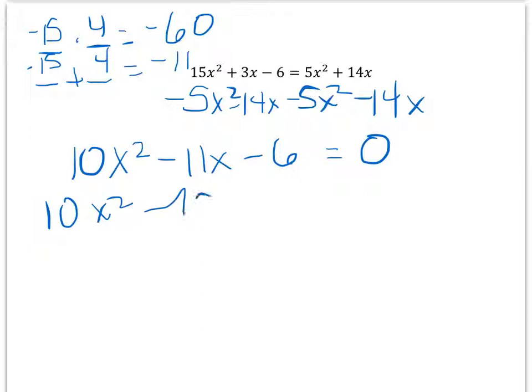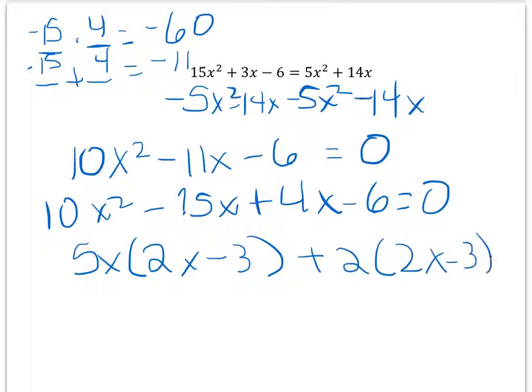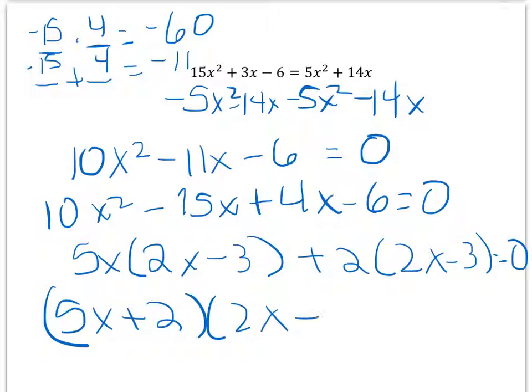10x squared minus 15x plus 4x minus 6 equals 0. What can I take out? I can take out a 2x from the first group. No, I can't. I can take out a 5x from the first group, and I can take out a 2 from the second group. That means my two factors are going to be 5x plus 2 and 2x minus 3.